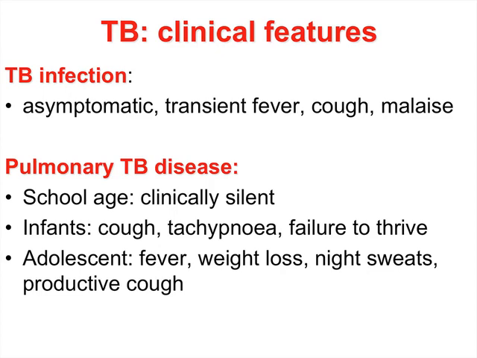So as we said, TB infection is often asymptomatic. There may be a transient fever with cough or malaise. Pulmonary TB disease, however, varies with symptoms. At school age, it's often clinically silent. Infants can have a cough, be short of breath, or show failure to thrive. And adolescents may present with the classic features of TB being fever, weight loss, night sweats, and a productive cough.